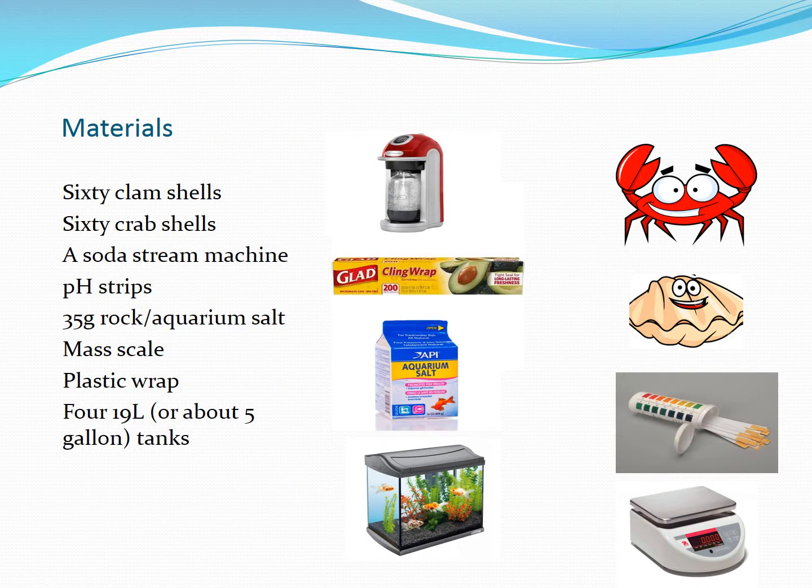So the materials I used in doing this experiment were 60 clam shells, 60 crab shells, a SodaStream machine, and that's going to be used to carbonate the water to increase the pH. You're going to need pH strips to make sure that it's at the right level, 35 grams of rock or chlorine salt, a mass scale, plastic wrap, and 4 19-liter or about 5-gallon tanks.